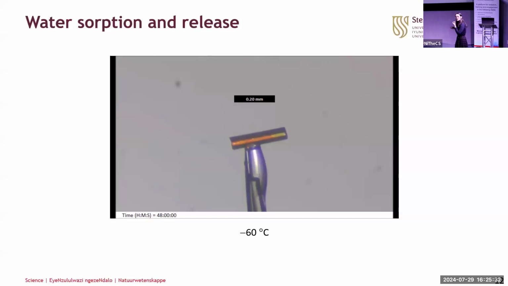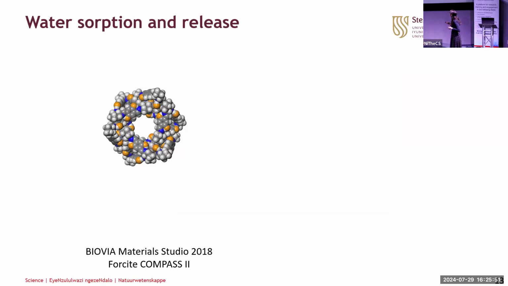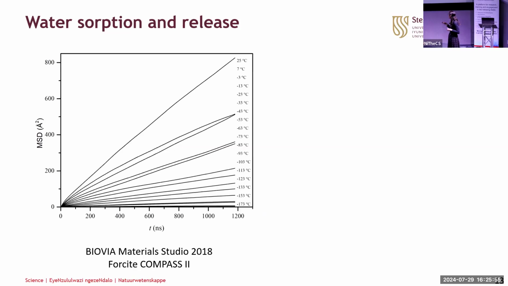And we know that that means that the red crystal had water in it, the yellow crystal does not have water in it. And we were quite surprised. We weren't expecting crystals at minus 60 degrees to lose water. We thought, well, water's frozen in there, and clearly not. And in fact, we were able to prove this computationally as well.